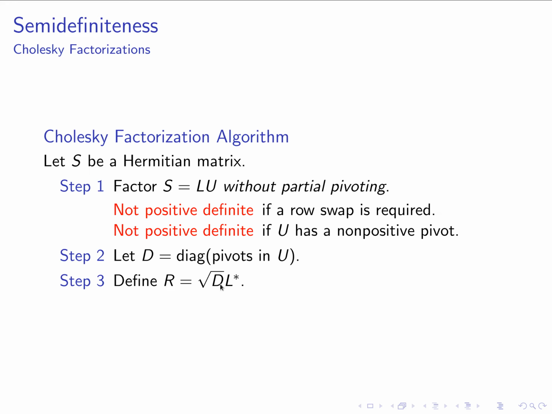Remember, to take the square root of a diagonal matrix, we construct a new diagonal matrix whose diagonal entries are the square roots of the diagonal of the original matrix. And then we multiply by L star, where L came from the LU factorization. After getting to step 3, we now have a Cholesky factorization. S is guaranteed to equal R star times R, and R will always be an upper triangular matrix with positive diagonal.